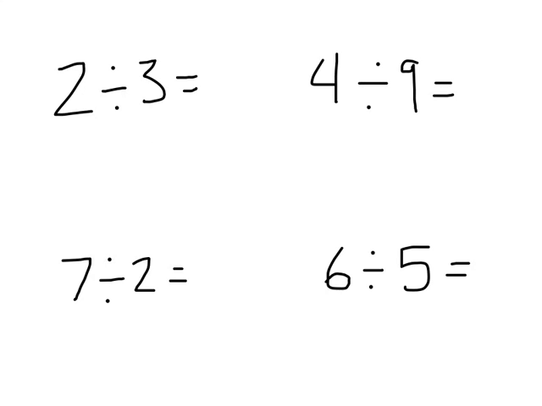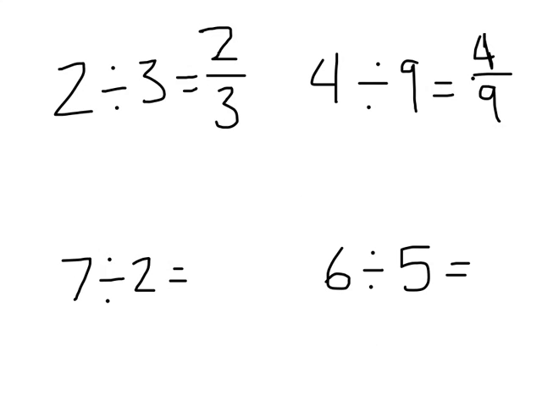The first thing we need to talk about are fractions as division. Remember, I can write the results of a division problem as a fraction. For example, 2 divided by 3 would result in 2 over 3. Dividend over divisor. Now, you try a few. 4 divided by 9, what would the result be? The result would be 4 over 9, the number I'm dividing over the number I'm dividing by.